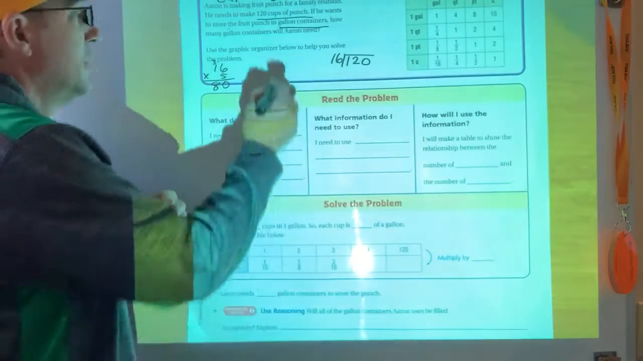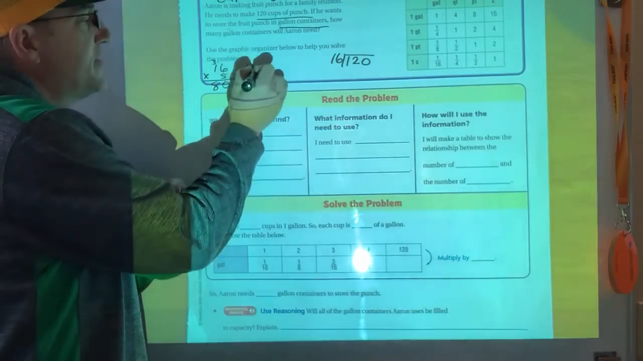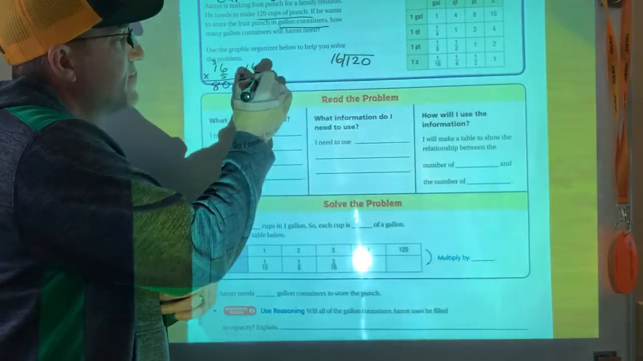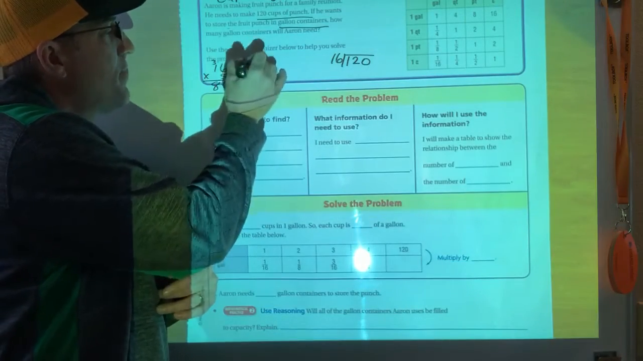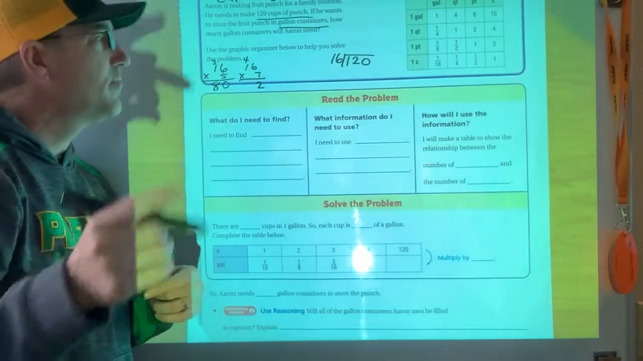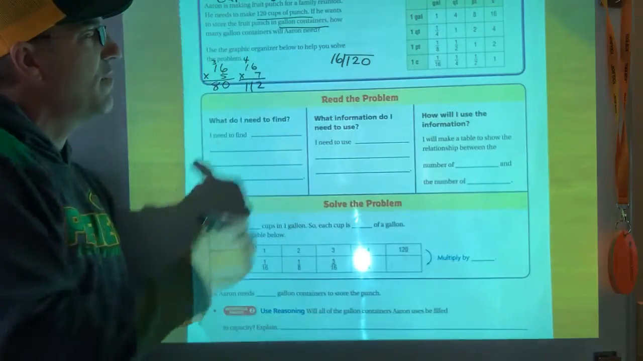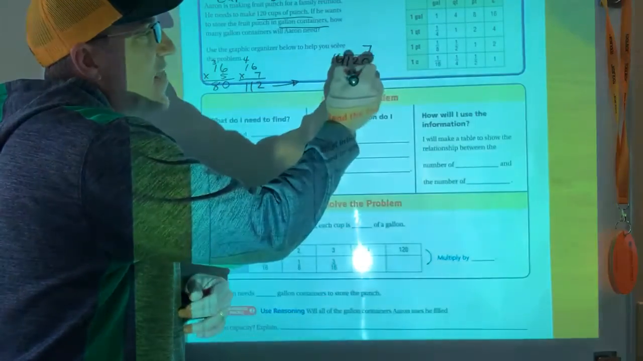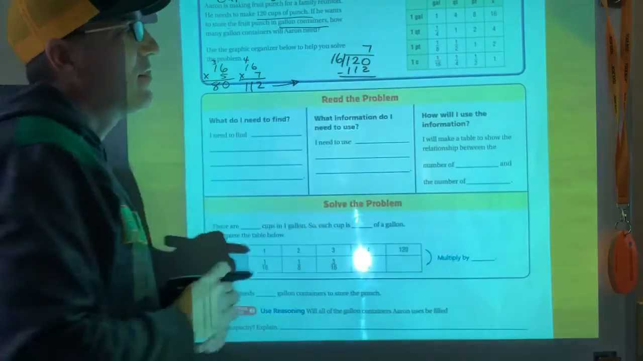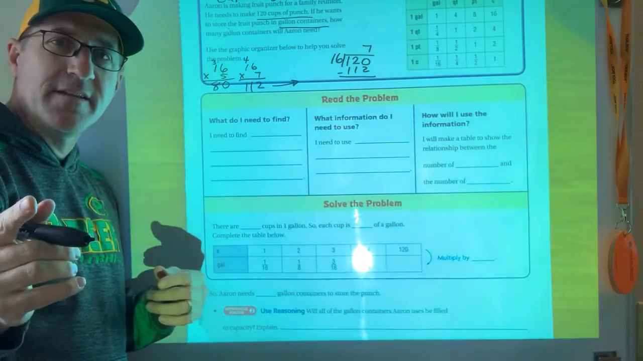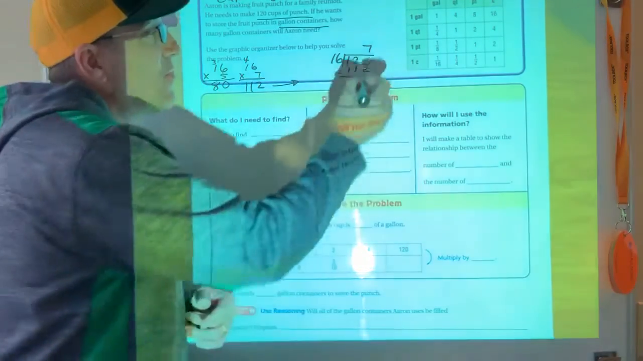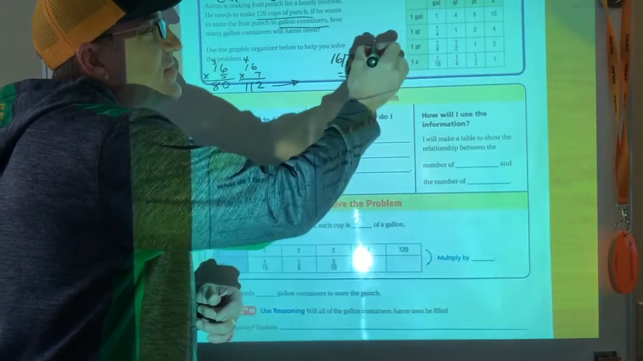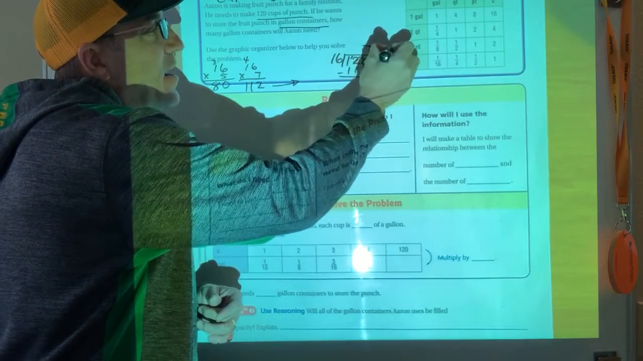Let's try 7. So 16 times 7: 7 times 6 is 42, put my 2 there, put my 4 up here. 7 times 1 is 7, plus my 4 is 11. That's 112, super close to what we want. So I'm going to put 7, and I'm going to subtract 112. 0 minus 2 is 2, right? No, I have to borrow. Cross that out. 10 minus 2 is 8. So I'm going to have 7 gallons and 8 cups.